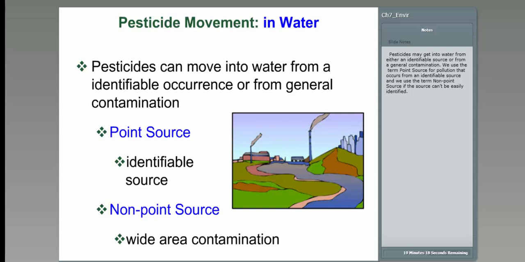Pesticides may get into water from either an identifiable source or from a general contamination. We use the term point source for pollution that occurs from an identifiable source, and we use the term non-point source if the source can't be easily identified.